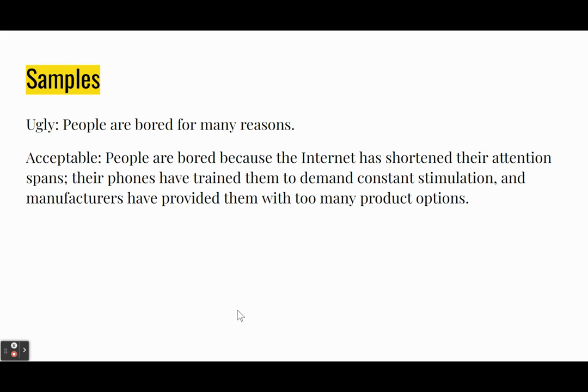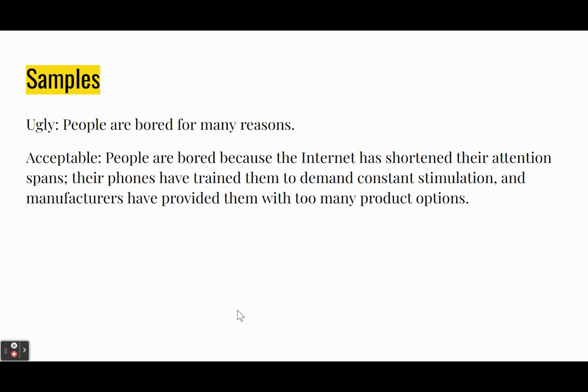People are bored for many reasons. No crap. So people are bored. Why are they bored? Because the internet has shortened their attention spans. That's good. Their phones have trained them to demand constant stimulation. That's good. Manufacturers have provided them with too many product options. That's good. Now, for a 2 to 5 page paper, this is probably way too long.